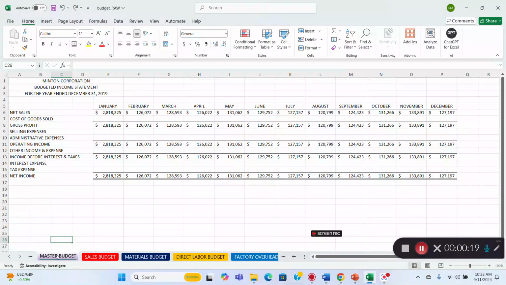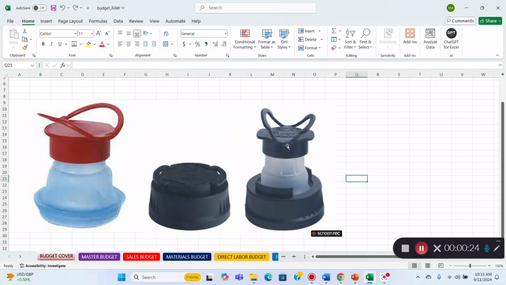Information on forecasting. Now, what you're looking at here is a budget, and this is a budget that I created, I don't know, a long time ago. And what I did was I said, let's use three different parts or three different products.